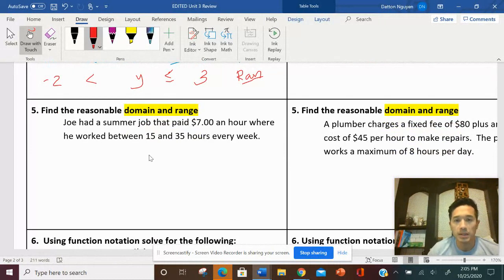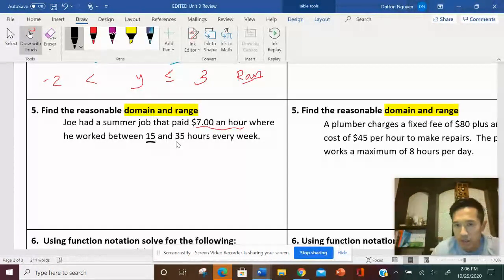Joe had a summer job that paid $7 an hour when he worked between 15 and 35 hours every week. Okay, so something very unique right here. He's going to work $7 an hour. That's how much he gets paid per hour. Like if you worked at Fiesta Texas or SeaWorld, that's how much you get paid. Now, how much money you're going to make depends on how many hours you're going to work. So here's a minimum hours you're going to work. Here's a maximum hours you're going to work.